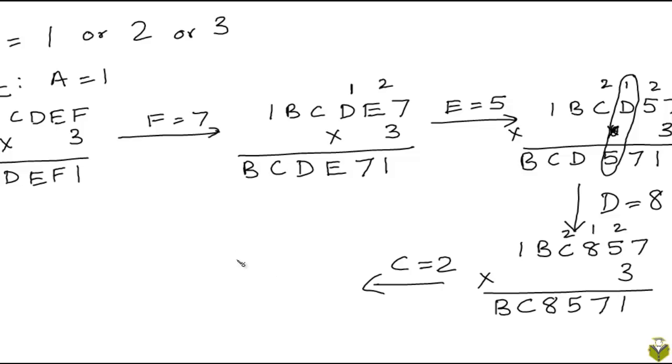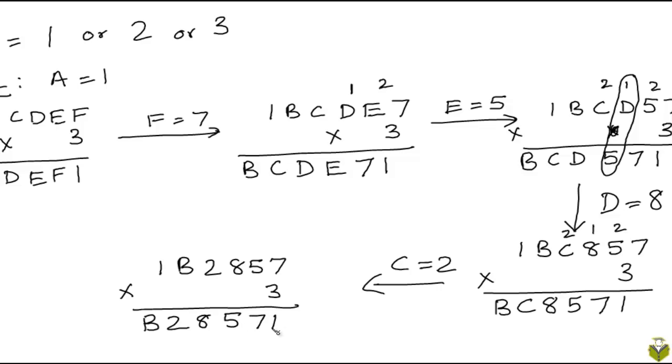If you put C equal to 2, we get 1B2857 times 3. We write this multiplication operation over here, and in the product we get B followed by C, which C is 2, and 8571. Now we have only one letter left, and that's B. Let's figure out what it is. So I'm just going to copy the carries over as they are. So we have a 2, a 1 and a 2.